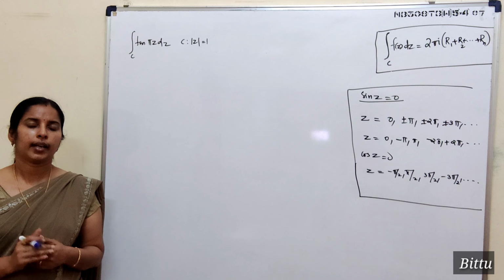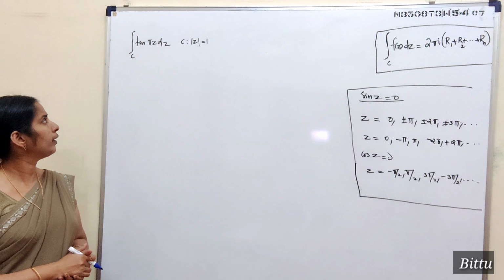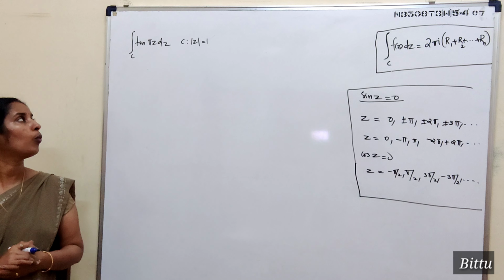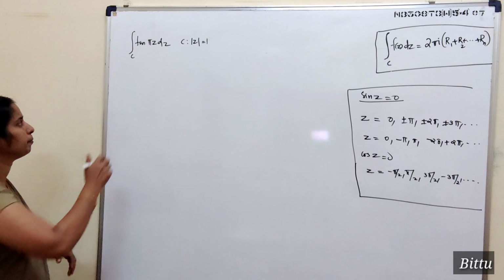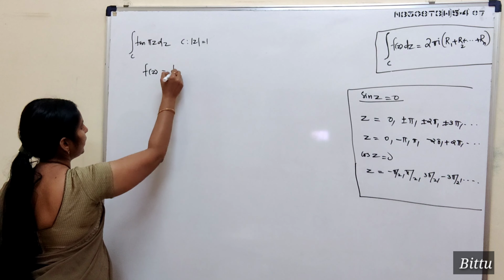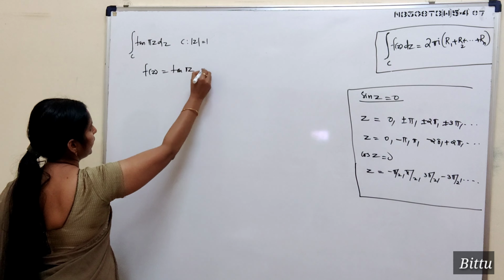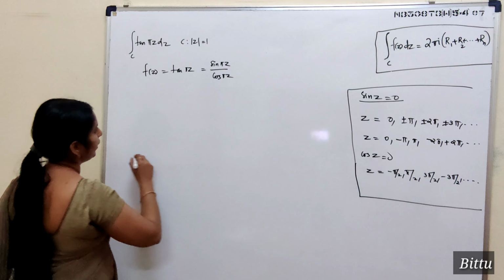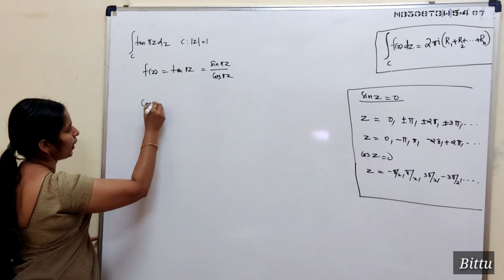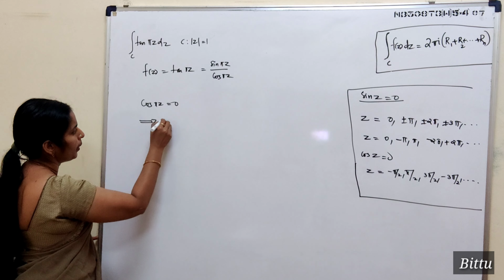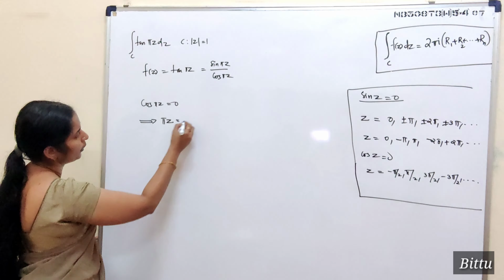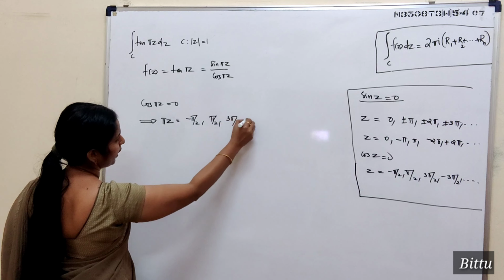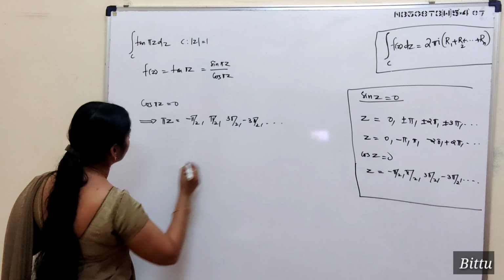Next, we have to evaluate another similar integral, which is the integral over C of tan pi z dz, where C is mod z equal to 1. Here the function is tan pi z, that is sin pi z by cos pi z. Its singularities are given by cos pi z equal to 0, which implies pi z is equal to minus pi by 2, plus pi by 2, 3 pi by 2, minus 3 pi by 2, etc.